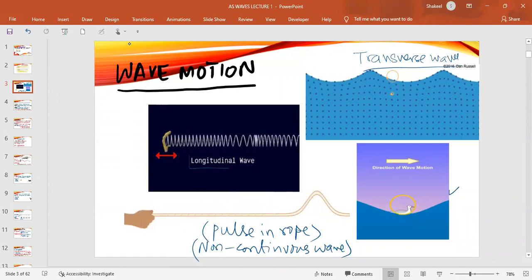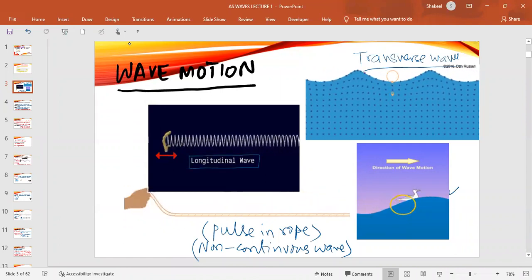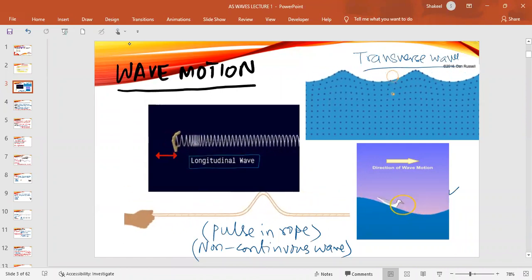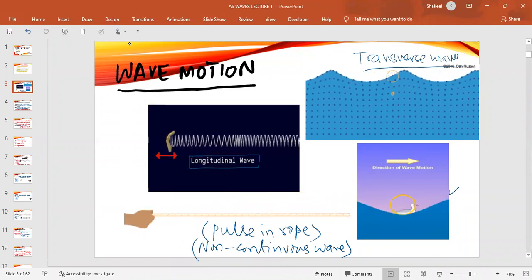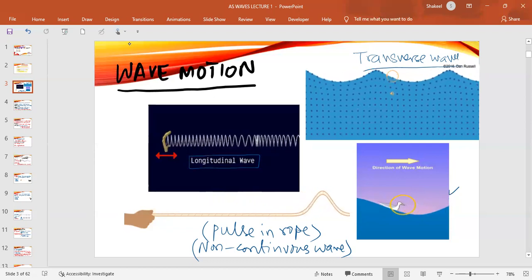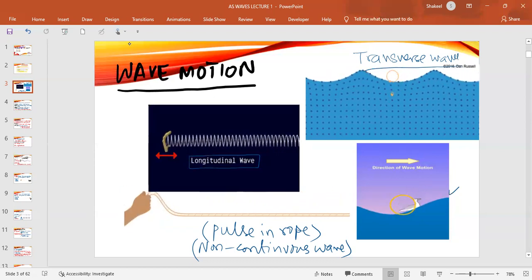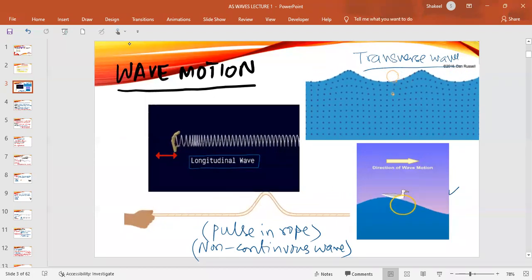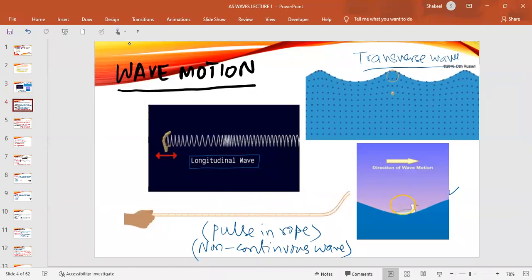This is the longitudinal wave, in which a spring is there. You can see that the hand compresses and then stretches, so you can see that compressions and expansions are going on in the spring. So a longitudinal wave consists of compression and expansion, and a transverse wave consists of crest and trough.